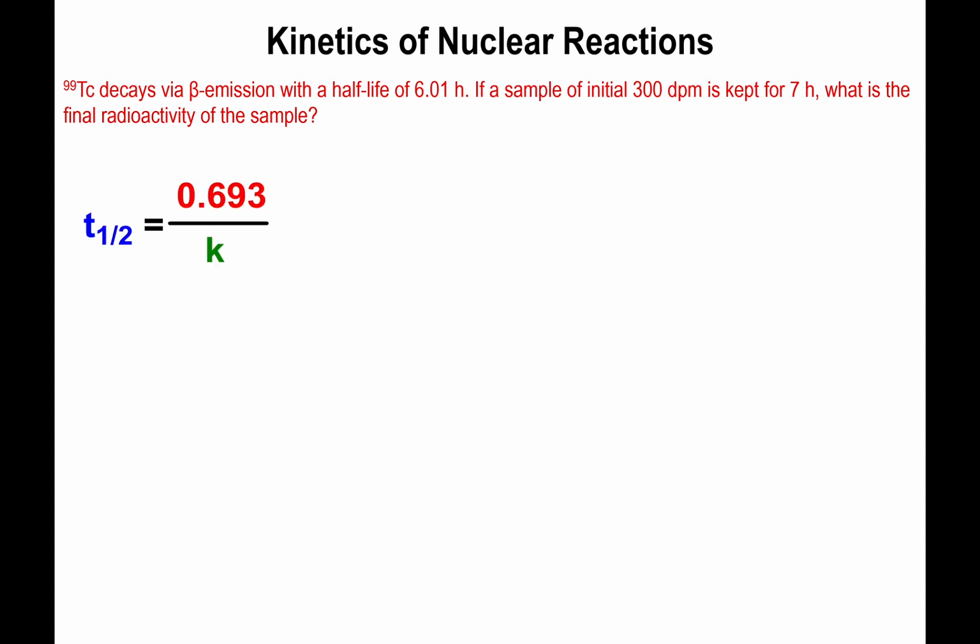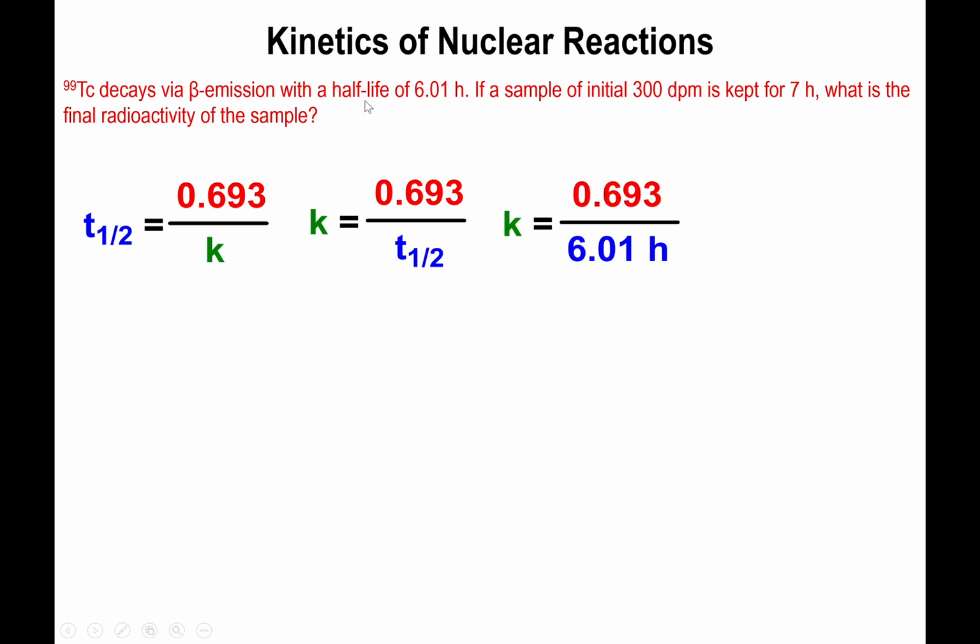So we can use the half-life to figure out the rate constant. All we have to do is simply cross-multiply the half-life and the rate constant together, so that we can find out the rate constant, right? So we divide 0.693 by the 6.01 hours, which is the half-life of technetium-99, and this will give us a value of k of 0.115 per hour.